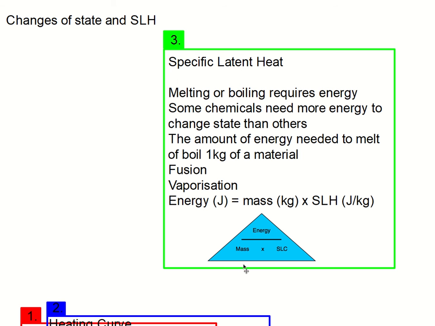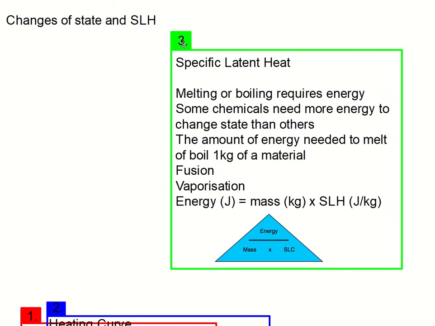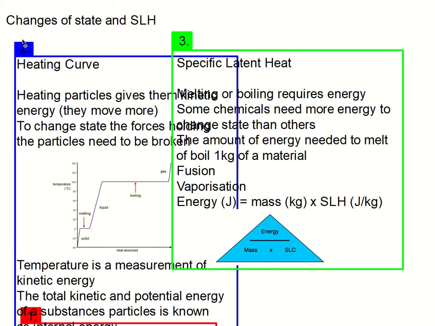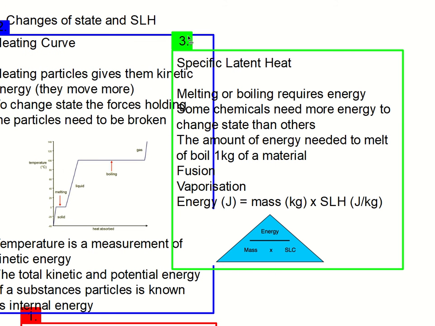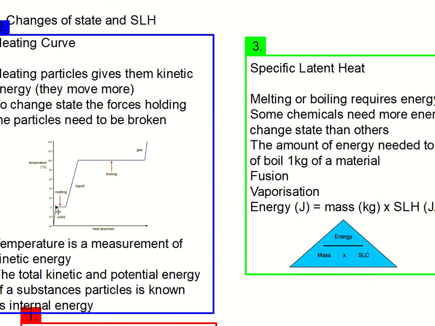And there you've got the formula and the formula triangle. Remember, those two types, fusion and vaporization, will be different. So you can see, generally speaking, it requires less energy to melt something than it does to boil something.